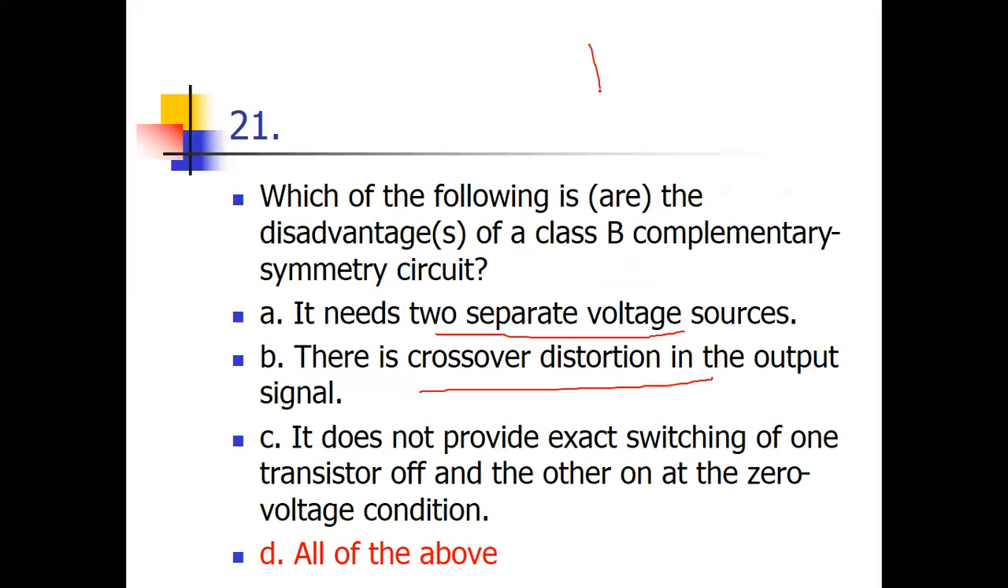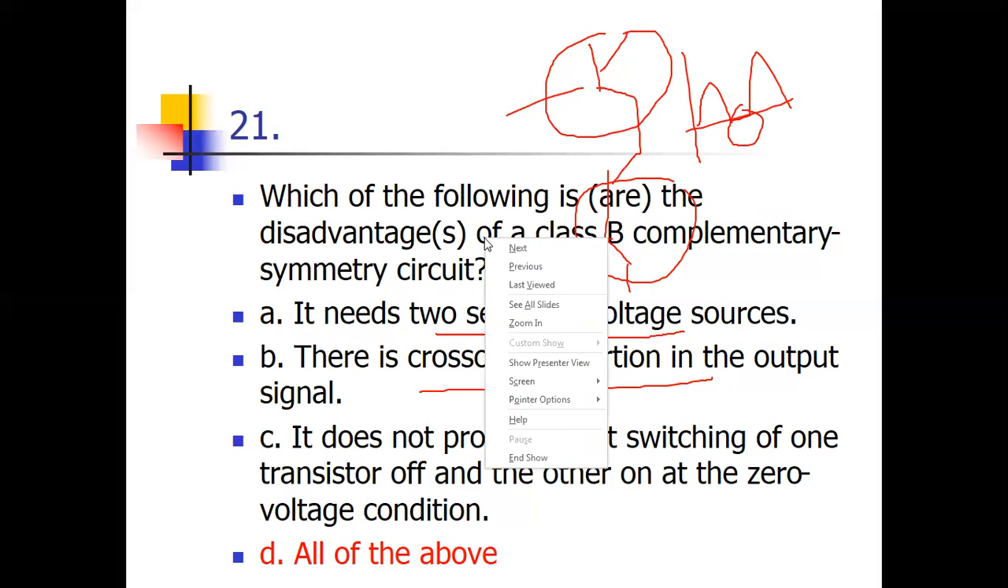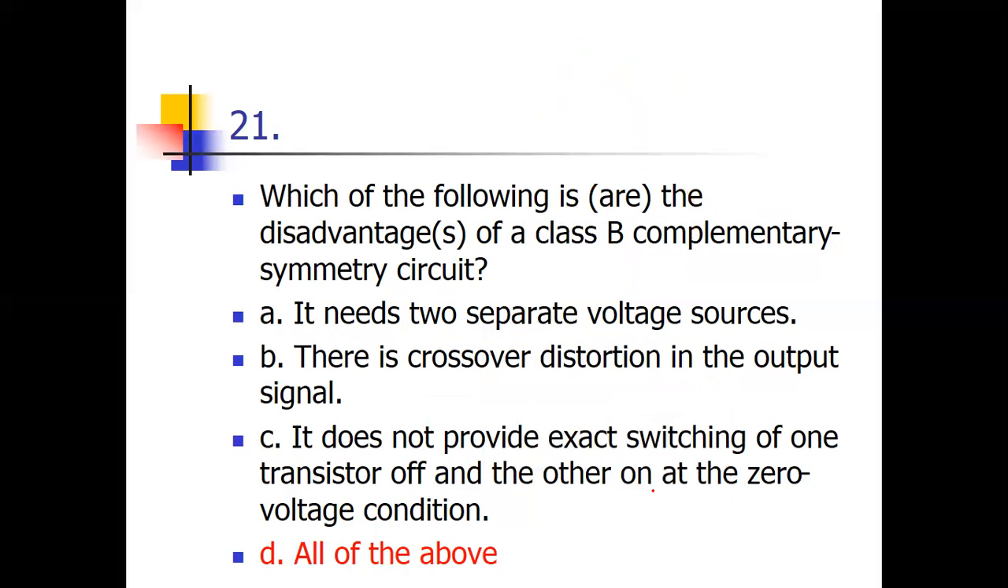But if 2 transistors are used, if you remember the concept in the lecture, what happened? The transistor cut-in voltage is 0.7. That's why some crossover distortion is left because of the turn-on time of the transistor. To remove this distortion, if you remember, we use diodes. So the main disadvantage is crossover distortion, and it does not provide exact switching.